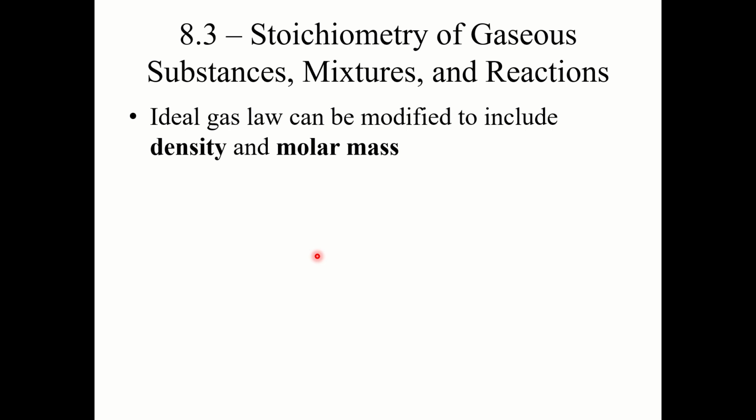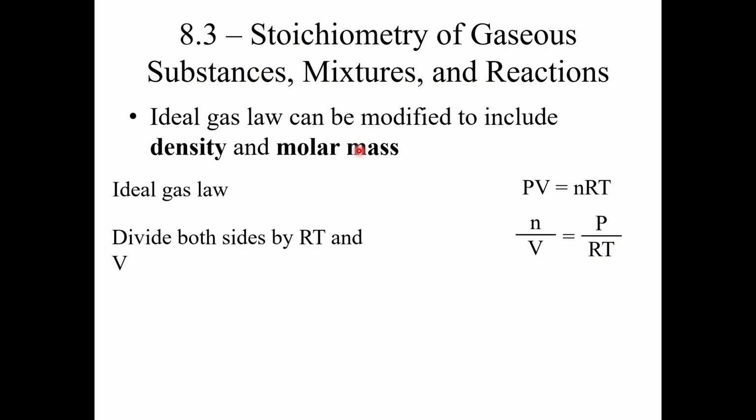Section 8.3, Stoichiometry of gaseous substances, mixtures, and reactions. So the ideal gas law can be modified to include density and molar mass. We're going to start with the ideal gas law and divide both sides by RT and V. So what we end up with is n over V. The sides have kind of crisscrossed here, to be clear. We end up with n over V equals P over RT.